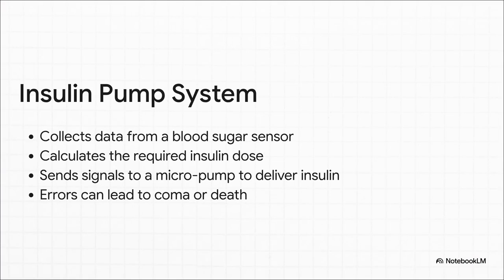So the pump's main job, its whole reason for existing, is to figure out the exact right dose of insulin. But how does it know what's right? Did a software developer just guess? Of course not. They implemented a domain requirement, a set of very specific rules pulled directly from decades of medical science on how to manage diabetes.